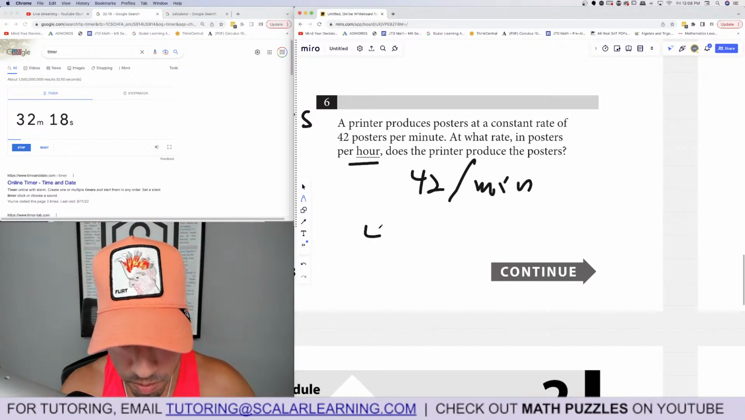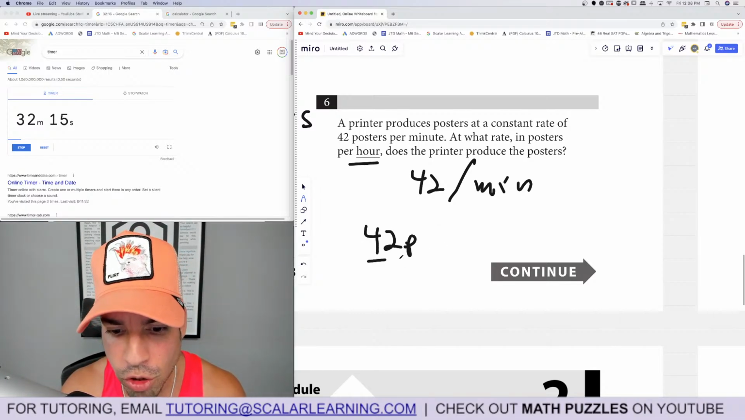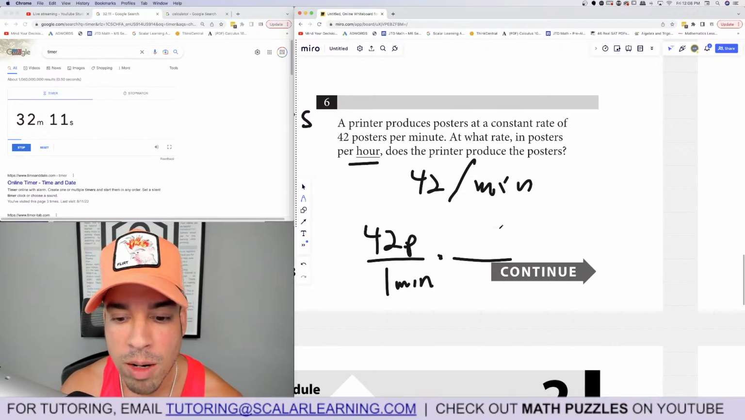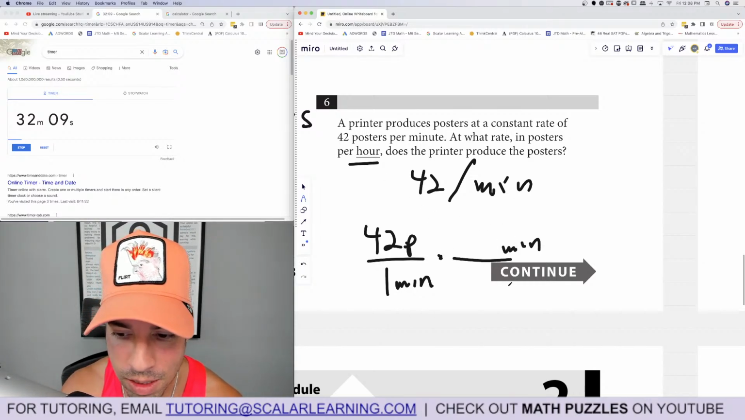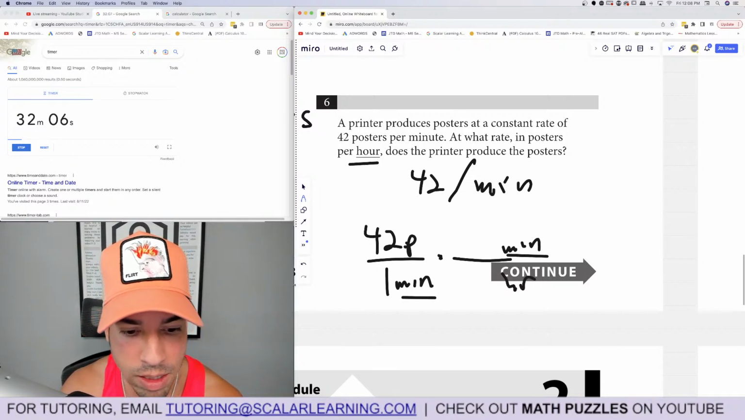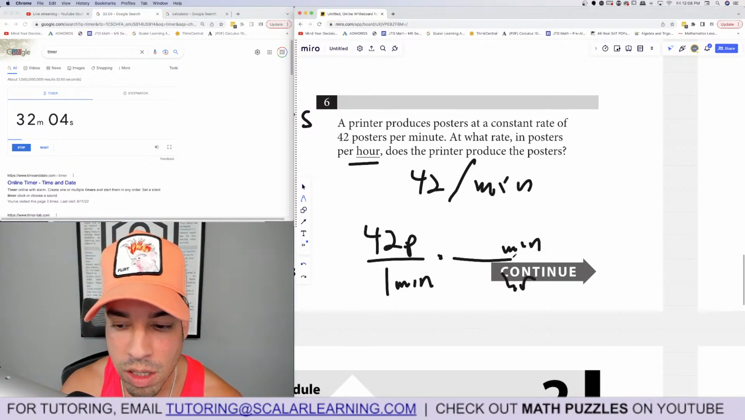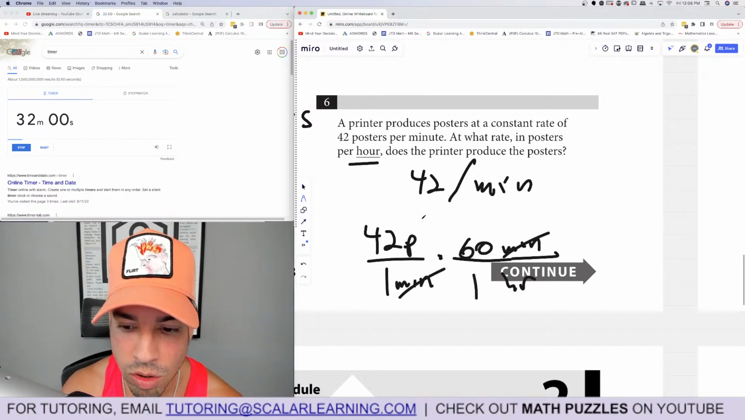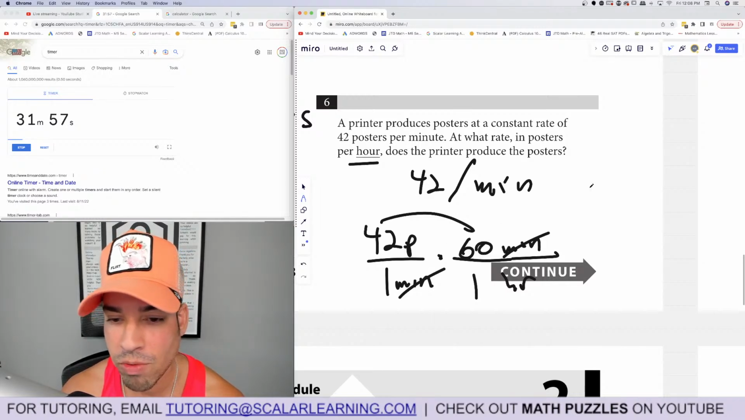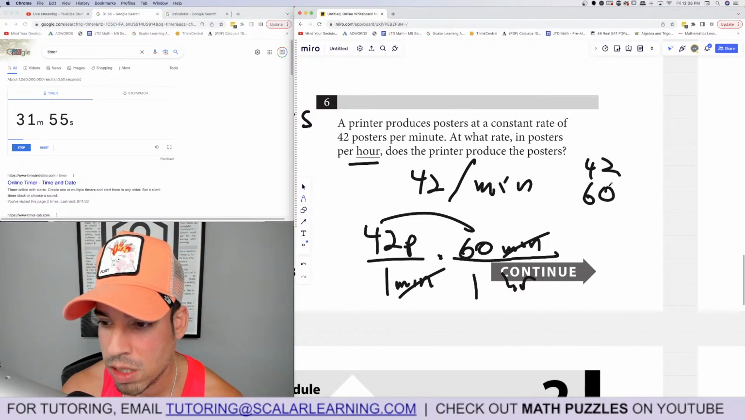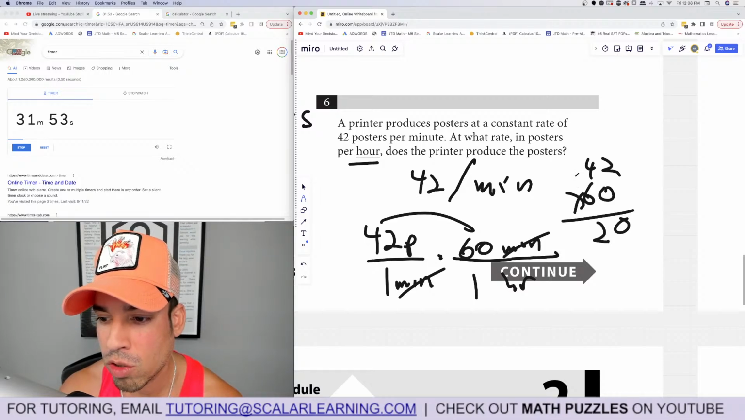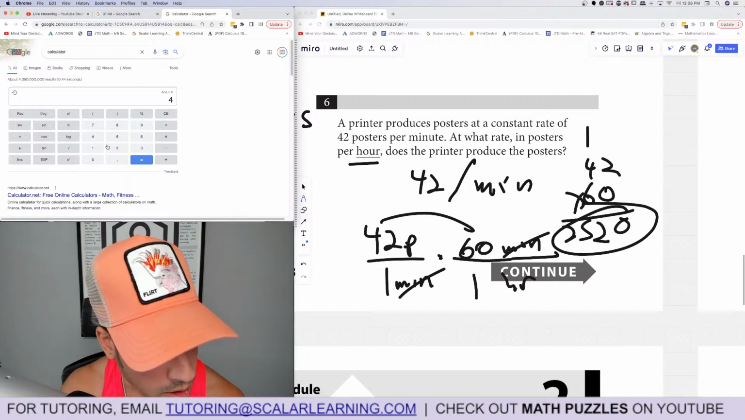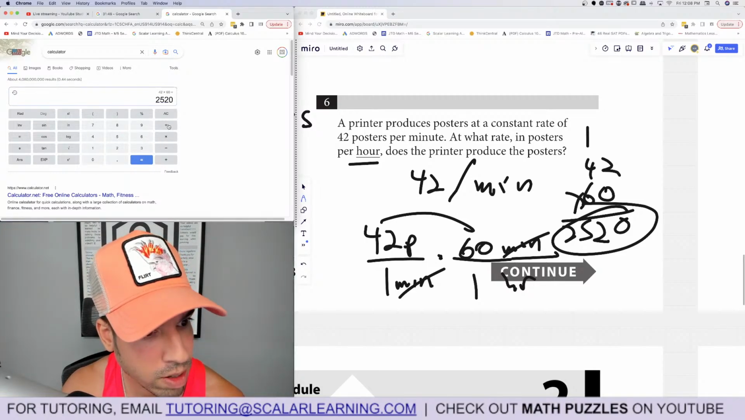So let's say we have 42 posters per 1 minute, and I want to convert this to per hour. So check it out. I'm going to use dimensional analysis. We're going to say minutes to hours, right? So I have minutes on the bottom. I need minutes on the top to cross cancel. Then I say, what is the equivalency? There's 60 minutes to 1 hour. So then the minutes cancel. Now to get the answer, I do 60 times 42, which I'll use the calculator for just to be safe, but we can do this quickly. 2, that's 12, carry the 1, 25. So the answer is 2520. Let's double check. 42 times 60, 2520, boom, done.